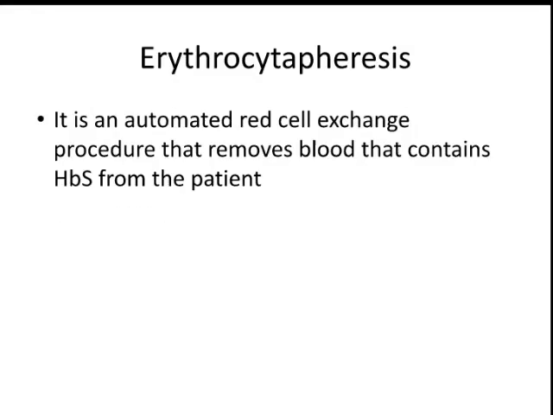So next one is erythrocytopheresis. Here they remove the blood which contains HbS and replace it with normal adult hemoglobin. It will temporarily relieve some signs and symptoms. So what happens? We are just exchanging the RBCs by removing the blood and giving fresh adult HbA RBCs, which reduces the signs and symptoms.